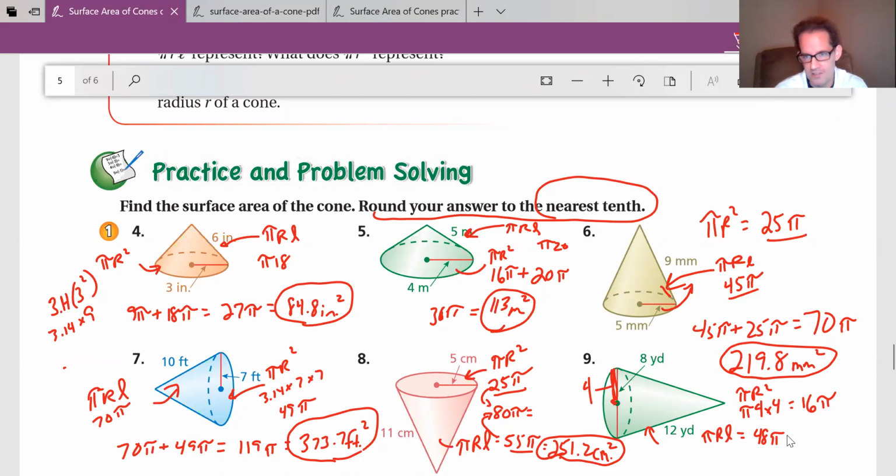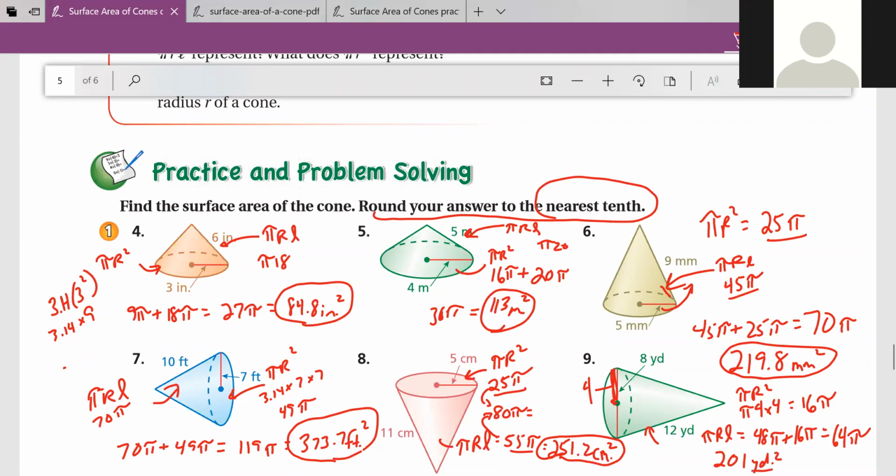Now I'm just going to add these two. 48 pi plus 16 pi is going to equal, let's see, 64 pi. And I'm going to figure out what that is on my calculator. So 64 times 3.14 is going to be a surface area of 200.96. Round that up to 201. 201 square yards for number 9.